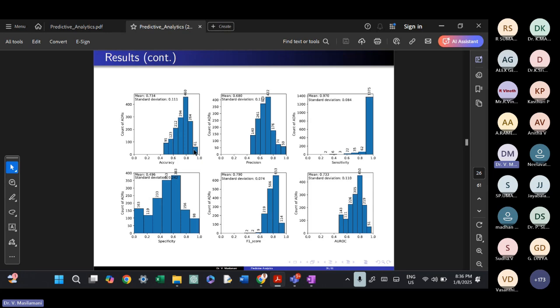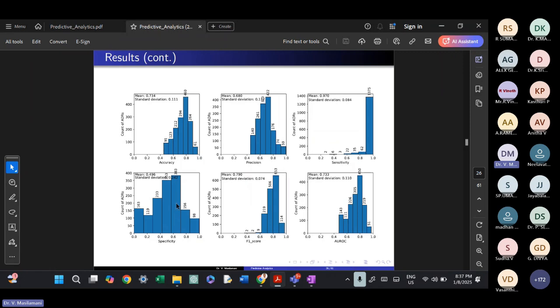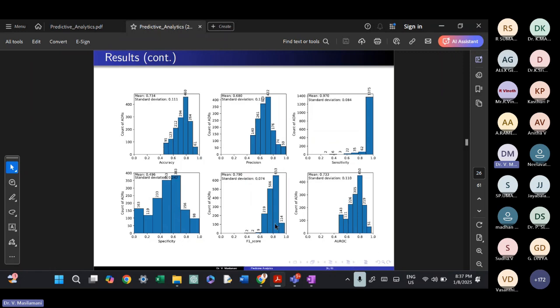Suppose the accumulation were at the left end, then we could say the performance is poor. But the majority of the drugs are falling into a good accuracy category. Therefore, the model performance is okay. Even for precision, almost the same thing is happening. For sensitivity also, you can see the majority of the drugs are giving 100% sensitivity. And specificity is spread out, but the peak is at 0.6, which is a good indication.